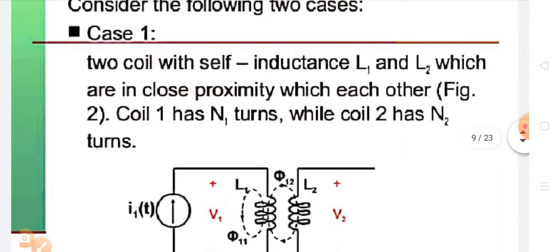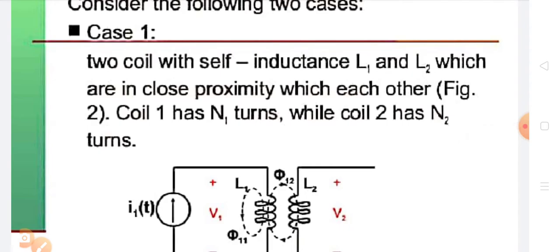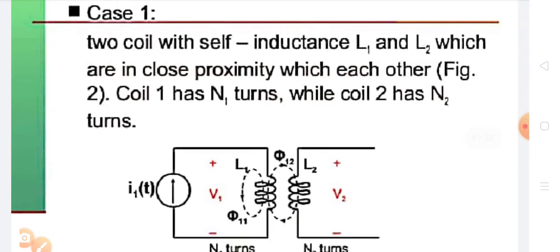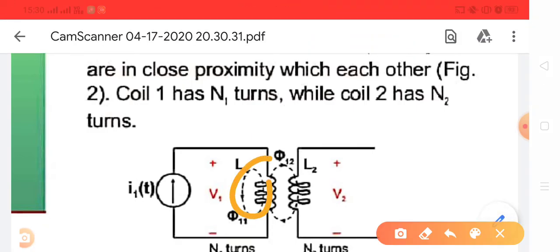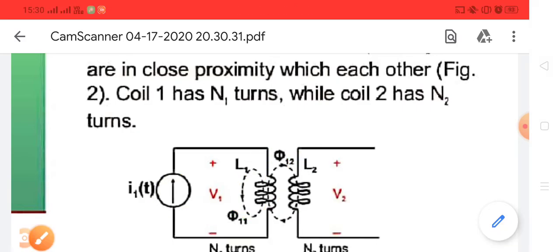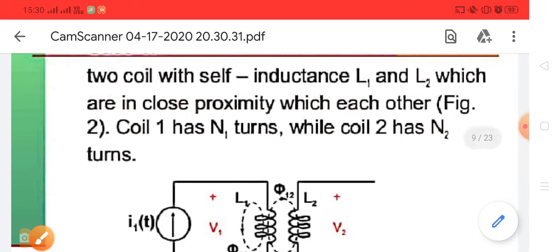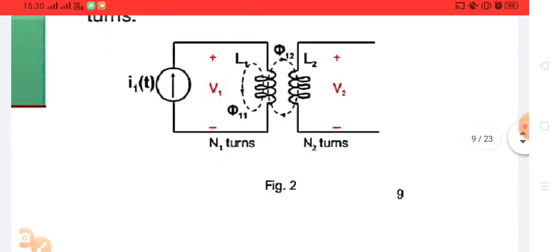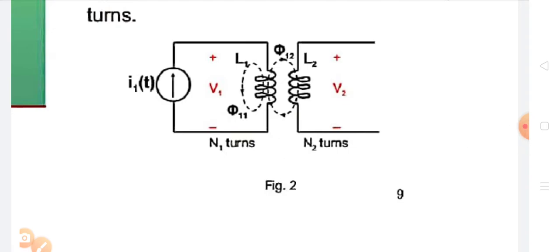So see the cases for the mutual inductance. If you are taking the first case, you can take the two inductances L1 and L2, that is, L1 having N1 number of turns and L2 having N2 number of turns. You can give the current to the first coil. So if you see this coil N1 and the coil N2 turns, you are giving the current in this.